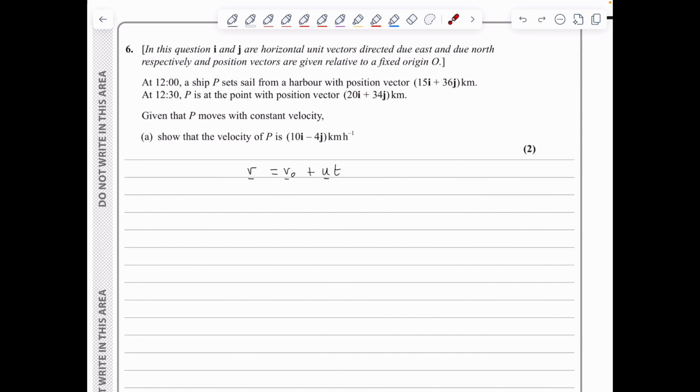So we know that half an hour later we were at 20i plus 34j, and this is equal to the initial position vector of 15i plus 36j plus the velocity vector that we're trying to find. I'll call it u, times a half. So we're looking at 5i minus 2j is equal to a half u. So if I multiply both sides by 2, I get 10i minus 4j is equal to u, as required.